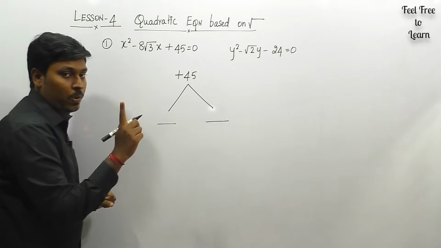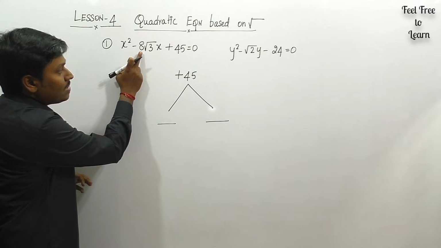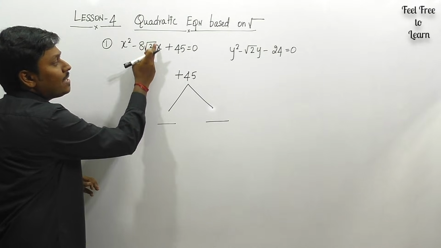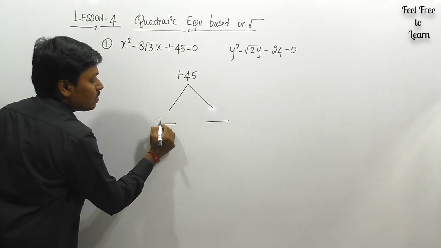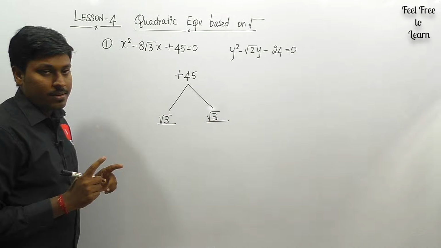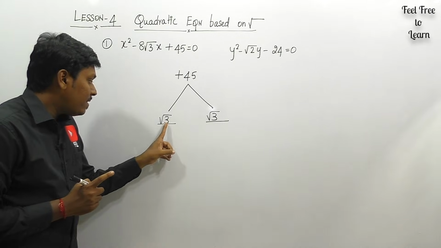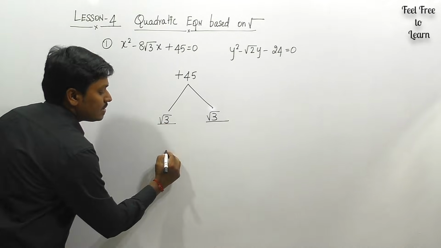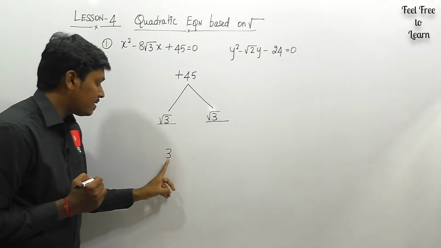So friends, step number 1 is, it is not a normal procedure, it is a shortcut, right? First of all, see this number, here it is 8 root 3. Concentrate on the second value, it is root 3, right? So write root 3 here and root 3 here. So friends, this is step number 1. When we multiply root 3 into root 3, the result will be 3. Listen carefully, root 3 into root 3 is 3.